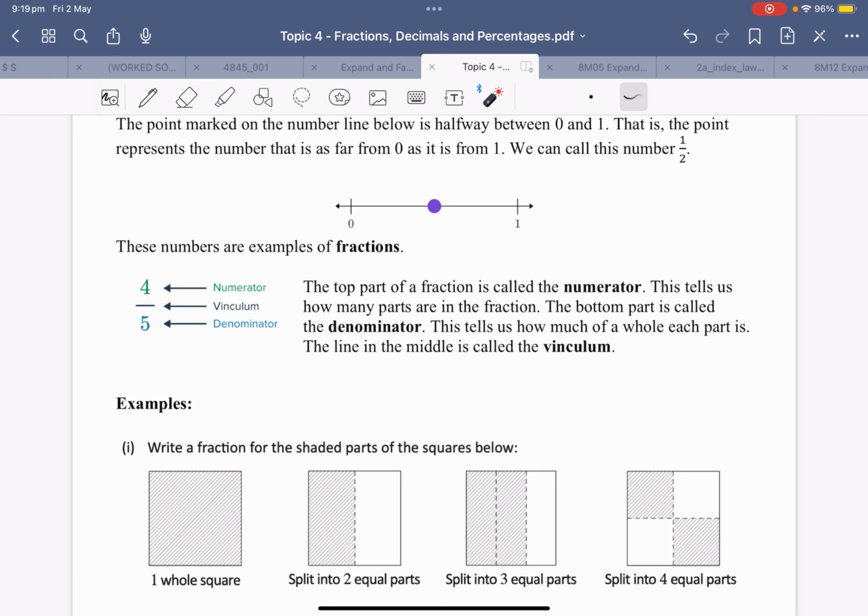Essentially, the numerator is what is being divided, the vinculum is the representative of division, and the denominator is what is doing the dividing. As an example, if I have one piece of cake split amongst three people, I will only get 1/3 of the cake. That's the same thing.